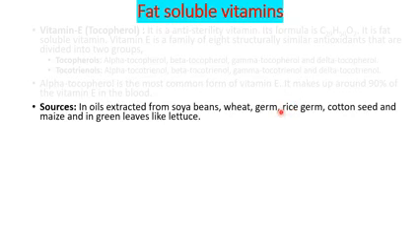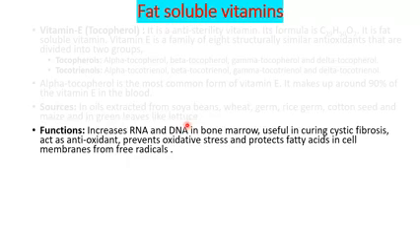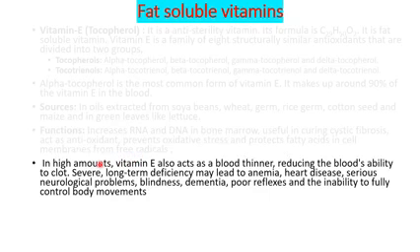So what are the sources? Soybean, wheat germ, rice germ, cottonseed, and maize, and in green leaves like lettuce. Functions: increases RNA and DNA in the bone marrow, useful in curing cystic fibrosis, acts as an antioxidant, prevents oxidative stress, and protects fatty acids in cell membranes from free radicals. In high amounts, vitamin E acts as a blood thinner. Interesting, huh? Blood thinner because it can reduce the blood's ability to clot. Probably anti-clotting, reduces strokes and heart attack.